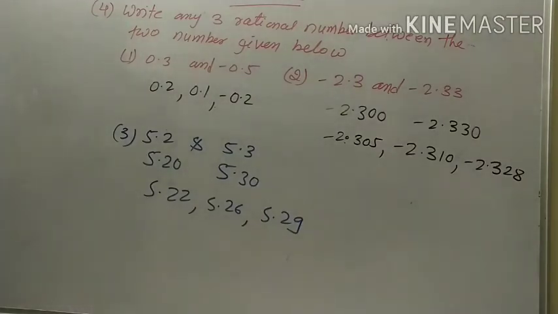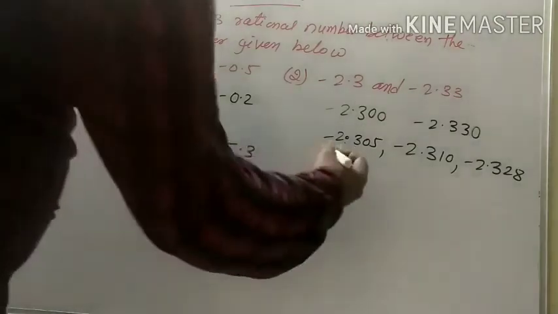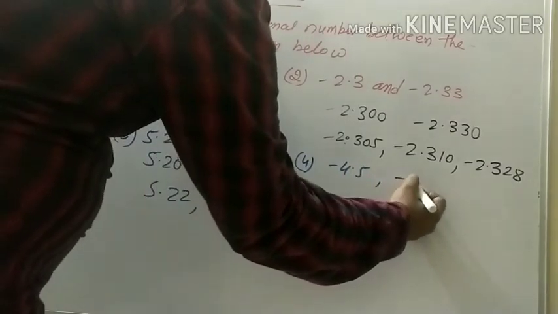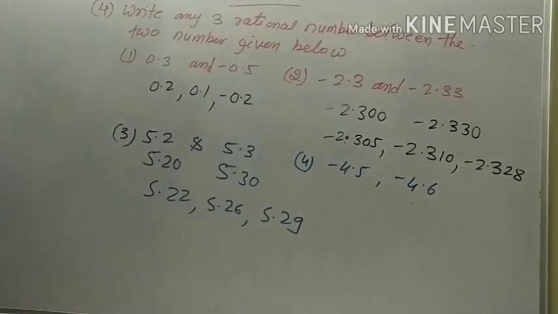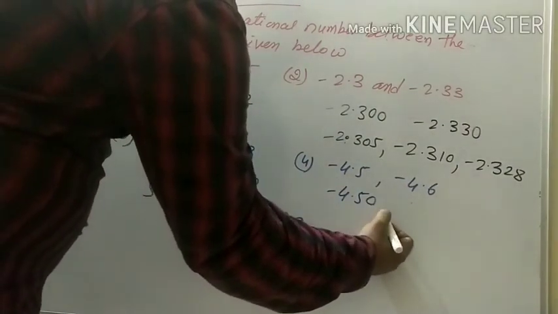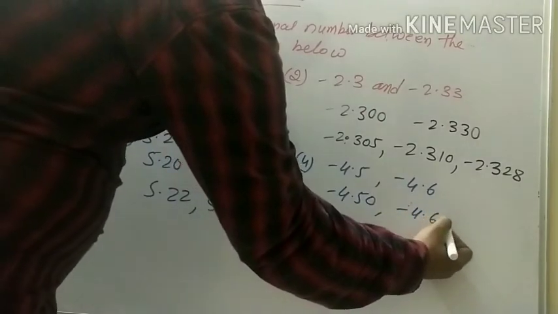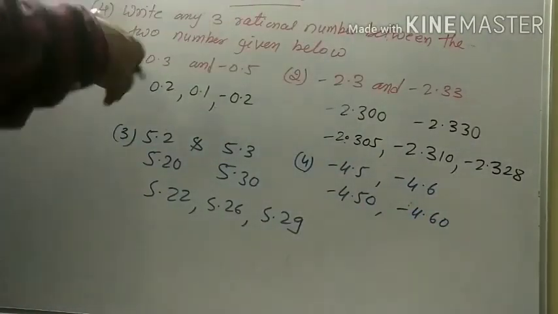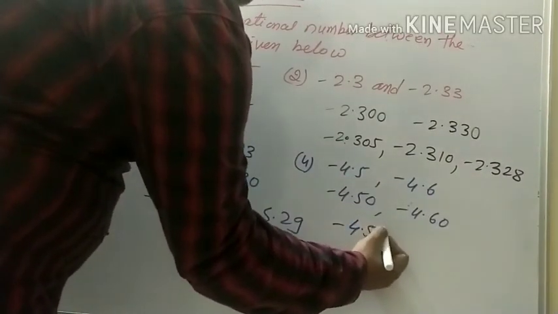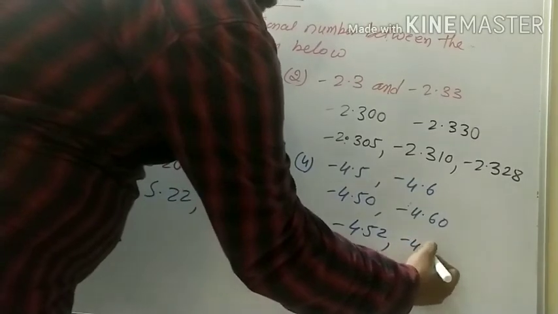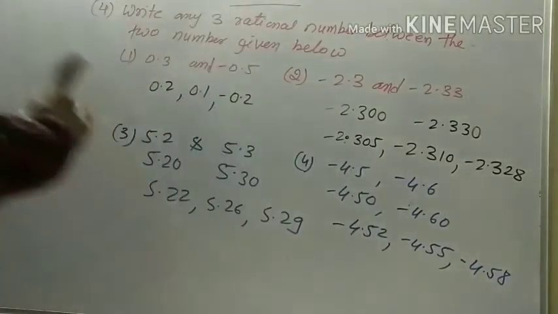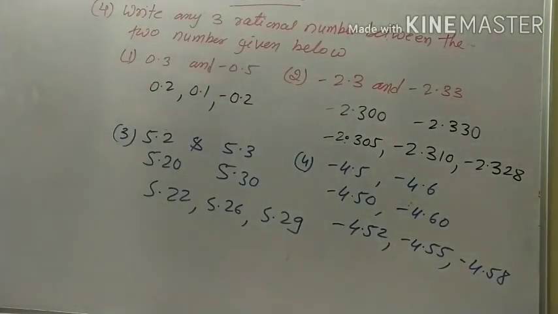Now question number 4. Question number 4 is minus 4.5 and minus 4.6, that is minus 4.50 and minus 4.60. There are 10 numbers in between 50 and 60. So we will take any three numbers, that is minus 4.52, minus 4.55, minus 4.58.